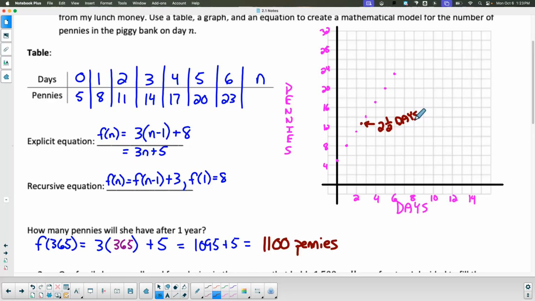So, sibling, we'll say sibling. Siblings at school, right? So can that point be part of our graph? No. So we can't be in between those points. We're always just jumping those 3 pennies every single time. Okay? We do not connect them.